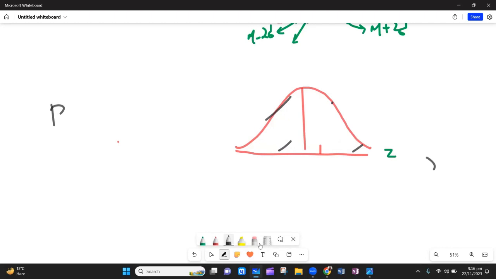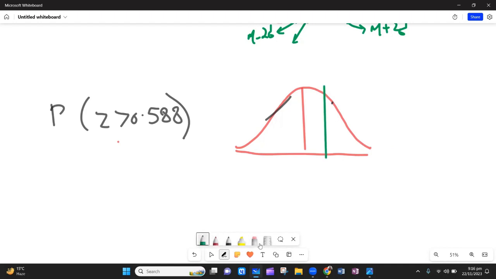Probability z is greater than 0.588. This is the simplest case, so let's quickly recap that. You have to find this probability. Acha, no, it's greater than, so it's not the typical case. My bad. You have to find this area or this probability.